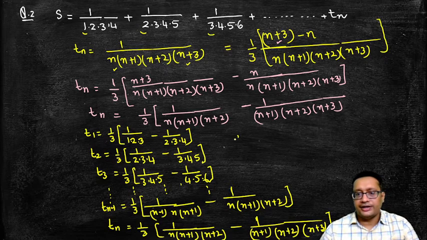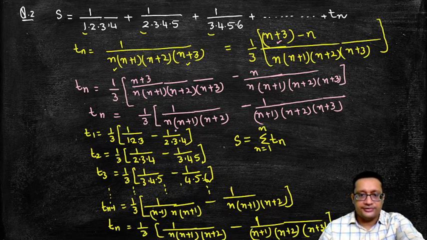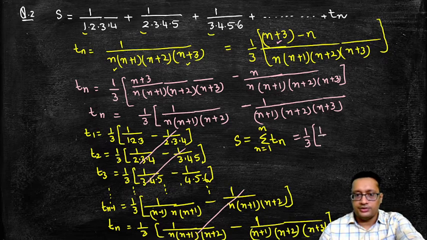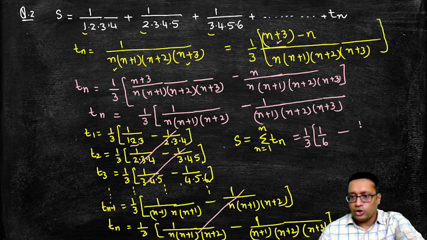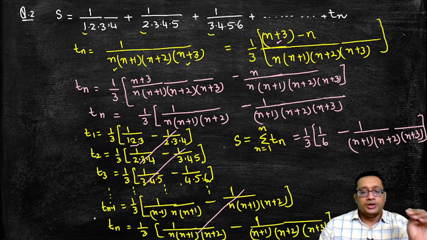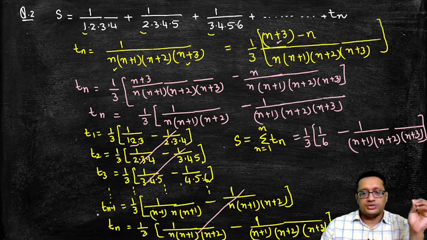How will it get cancelled? S is equal to sigma Tn, n is equal to 1 to n. See here, this gets cancelled like this. This is cancelling, this is cancelling, this is cancelling. Then S is equal to 1 by 3, 1 upon 2 into 3, it becomes 6, and the last term remaining is 1 upon n plus 1, n plus 2 and n plus 3. So this is the answer of this series.